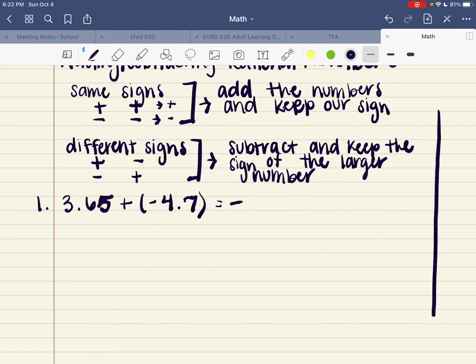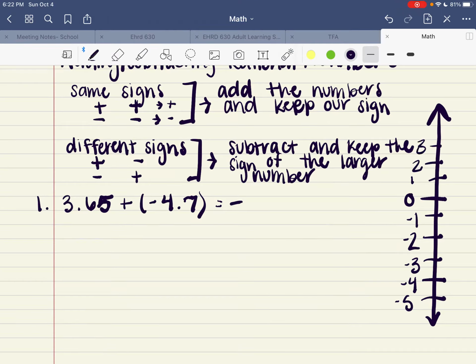And how I do all of my solutions, I like to do them on a number line. And this really helps me check my work. And cool feature, I've gone ahead and taped a number line on all of your desks, so you should all have a number line. But I'm going to look here, and I'm going to go up 3.65, and I'm going to come down 4.7.